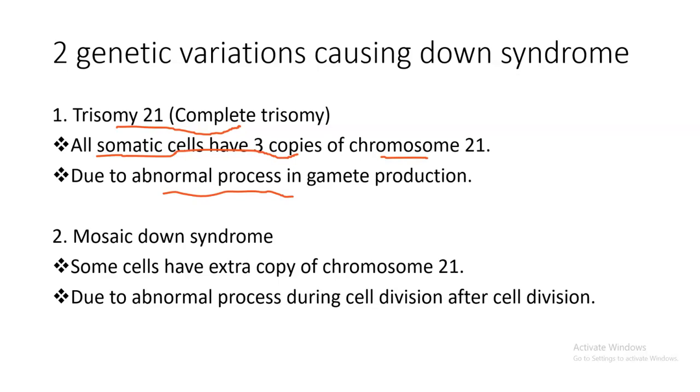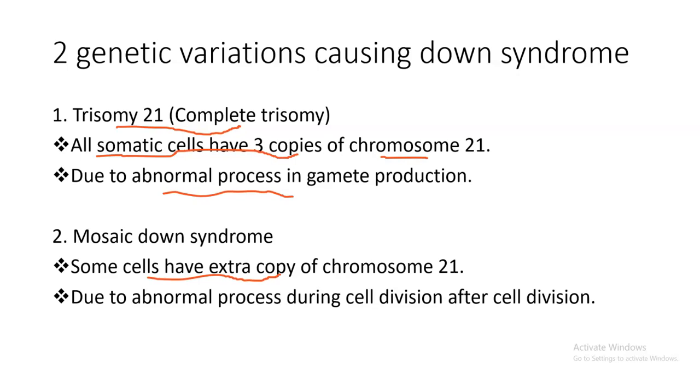So the second variation is a few cases, sort of rare. It occurs in a rare manner. So it's called mosaic Down syndrome. So here in trisomy 21, all somatic cells have 3 copies. Here in mosaic Down syndrome, some cells will have an extra copy of 21. Some cells, so be careful guys, some cells won't have an extra copy of 21. Some will have an extra copy, some won't have an extra copy. That is in mosaic Down syndrome.